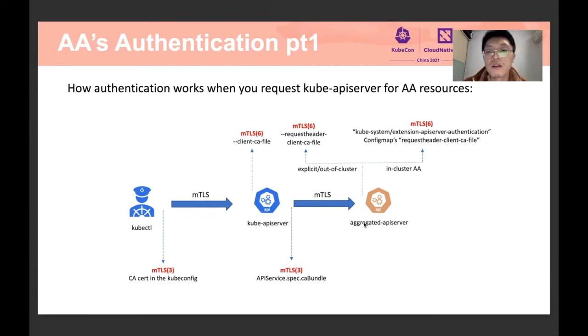And the AA server will also perform another round of verification by checking whether the client certificates from the Kube API server are signed by the CA authorities specified by the --requestheader-client-ca-file flag. And optionally, if the AA servers are deployed inside of Kubernetes clusters, you can also look for a config map under the namespace of kube-system named extension-apiserver-authentication. There's a key named requestheader-client-ca-file. Then the contents will be the expected signer of client certificates.